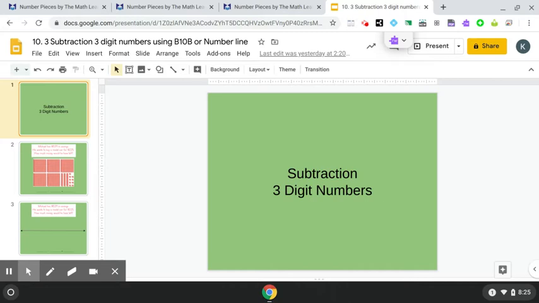And as you get working with bigger numbers and the numbers get larger and larger, like these three-digit numbers, sometimes drawing out all those base 10 blocks isn't as efficient as using a number line. But sometimes the base 10 blocks are just what works best for you. So let's take a look at this example.